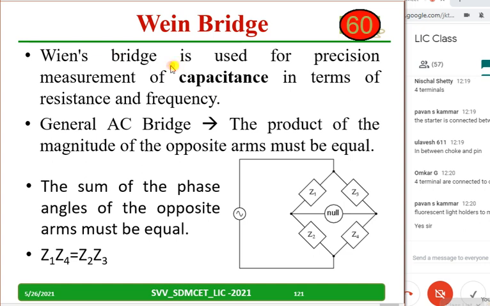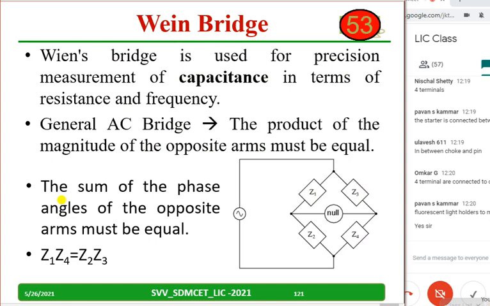Wein bridge is used for precision measurement of capacitance in terms of resistance and frequency. This we are not going to discuss in our LIC, but you might have studied it already. But remember this point. In general AC bridges, the product of the magnitudes of opposite arms must be equal. Z1 into Z4 should be equal to Z3 into Z2. Copy down this equation. You can take a maximum of 1 minute.